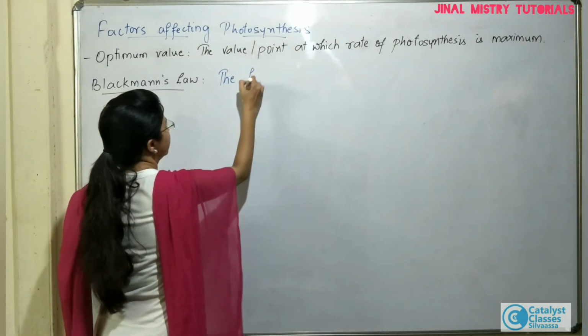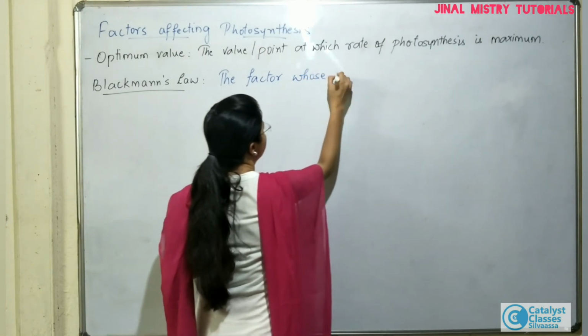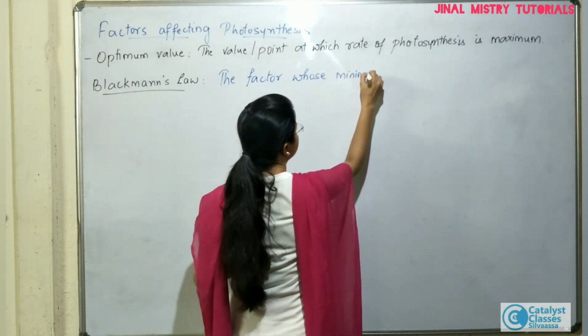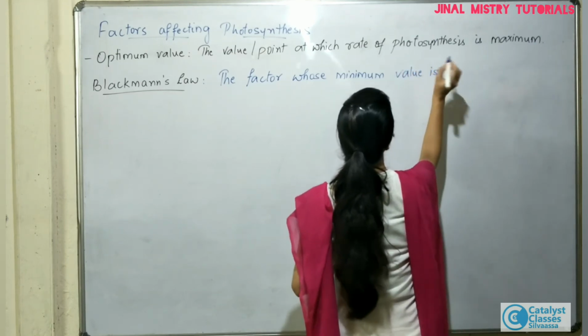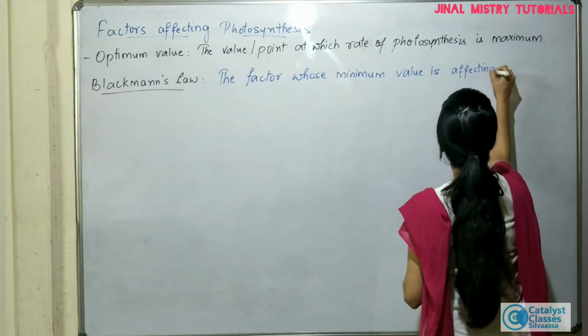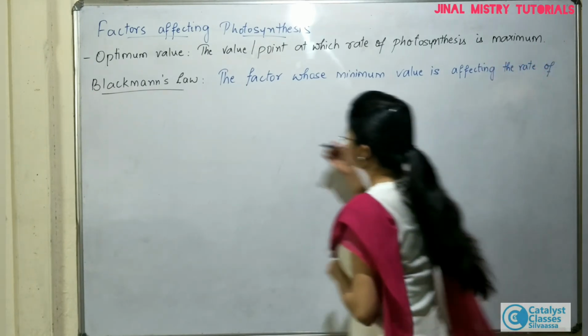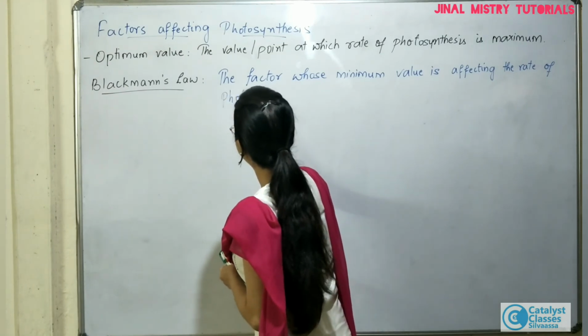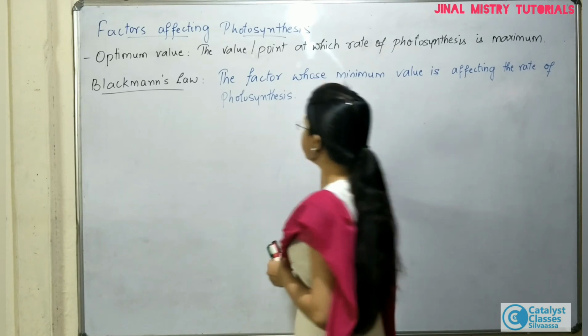the factor whose minimum value is affecting the rate of photosynthesis. Since here we are talking about the photosynthesis process, the name will be given as photosynthesis.